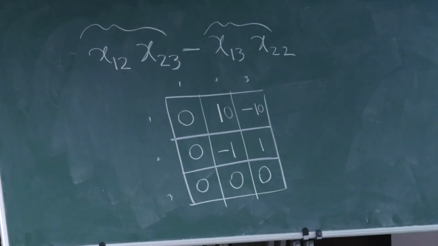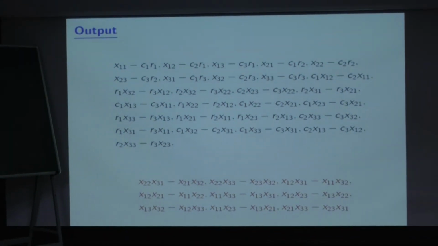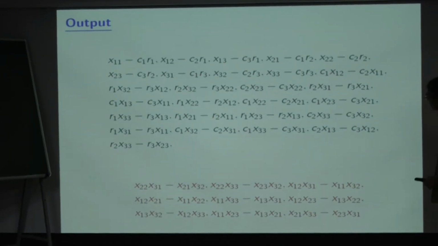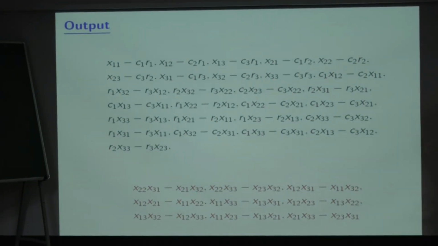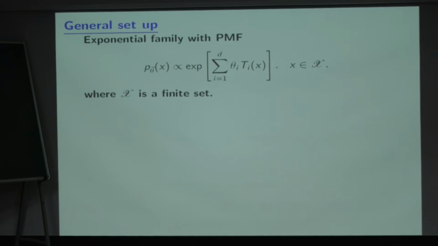There will be a total of 9 steps here. In this case, there are a total of 9. But this number will actually change if the size of the tables is different. In this case, it is this. But what is guaranteed is that you will always get this disjoint difference form. That is guaranteed. So this is the general setup where the same thing can be used.